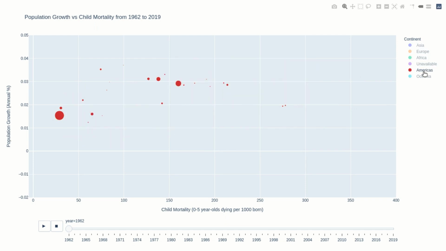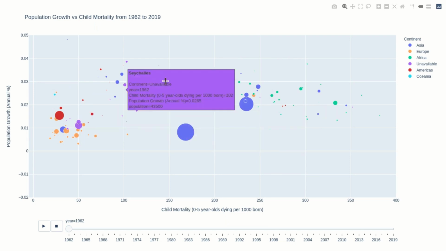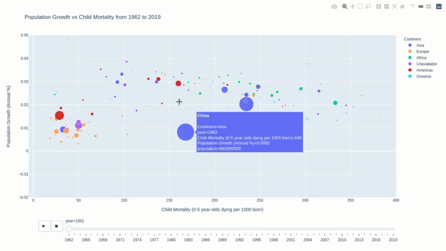So the colors depend on the continent. On the x-axis here below we have the child mortality, which is the number of children less than the age of 5 who die per 1000 children. And on the y-axis here we have the population growth rate as an annual percentage. And as I mentioned, the sizes of these bubbles represent the population of all these countries.